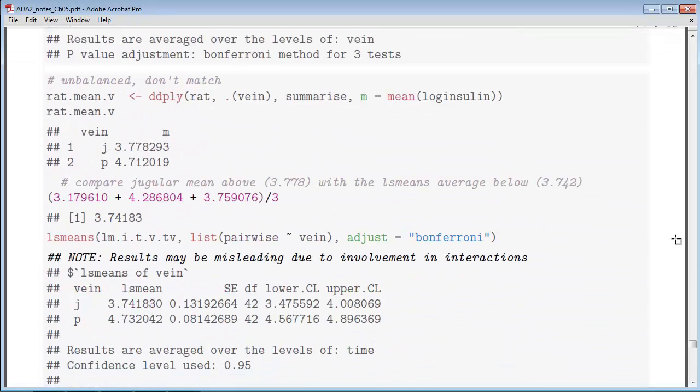All right. And so we can see that also if we compare it by veins. Okay, 3.77 is different from 3.74. And you can see if you compute things appropriately that we get the right number, 3.74, which is the same as what LS means gives us. Okay.